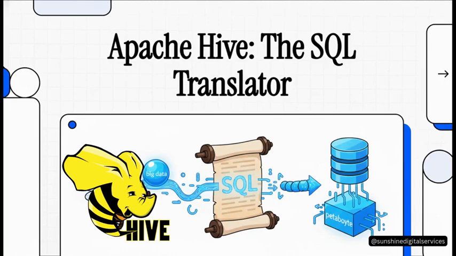Okay, try this thought experiment. Imagine you have a library with 1 billion books, but here's the catch. Only a handful of librarians can actually find anything, because they all speak a secret, super complex language. This was the exact problem the early internet giants were facing. So today, we're going to dig into the story of Apache Hive, this brilliant tool that basically acted as a universal translator, giving everyone the key to unlock the secrets hidden inside petabytes of data.